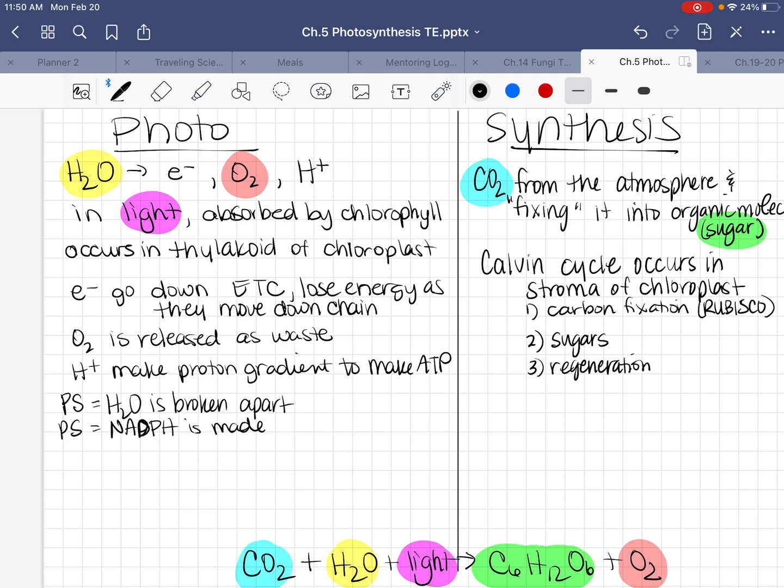Let's see. How does the carbon dioxide, which is a gas, and the oxygen, which is a gas, how do those things move in and out of cells? So the gas exchange, moving CO2 in and O2 out, happens in stomata.